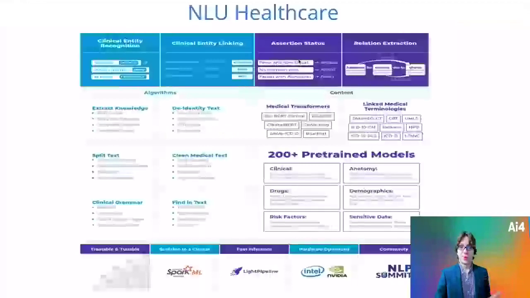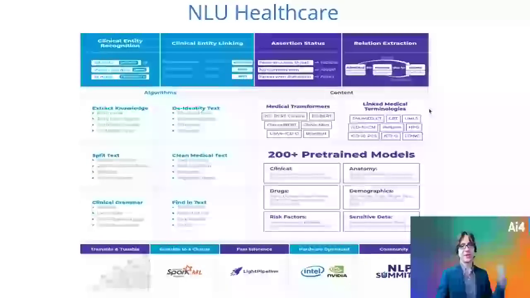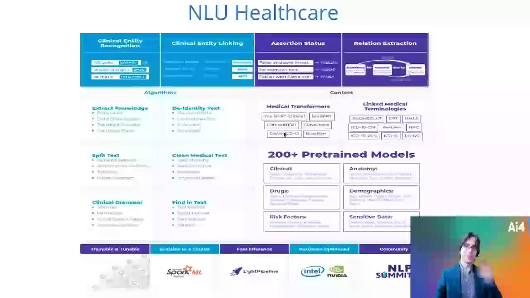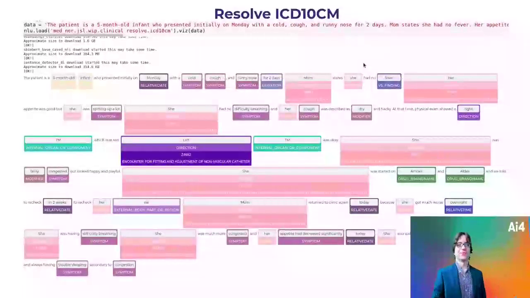So now we can go back to the main slide. There are a lot of features we could not cover today, especially on the NLU healthcare side, which has NER models for domains like clinical, anatomy, drugs, demographics, risk factors, and even sensitive data that you can anonymize, and you can even map the extracted entities into medical terminologies like CPT, RxNorm, or even LOINC, and you can even assert the status of the entities and find relationships between your entities. And you can visualize this, here you can see a resolution algorithm or assertion and even the relation extraction.